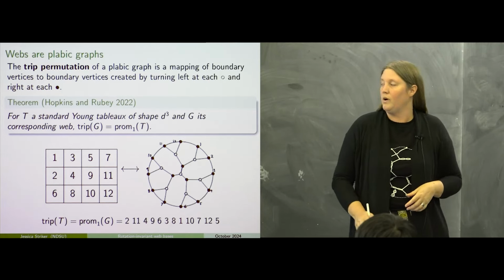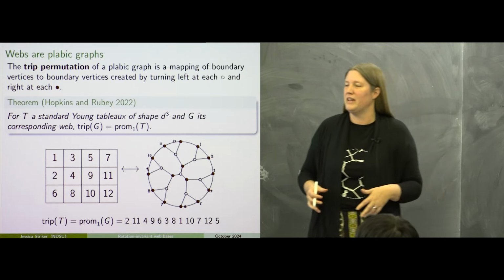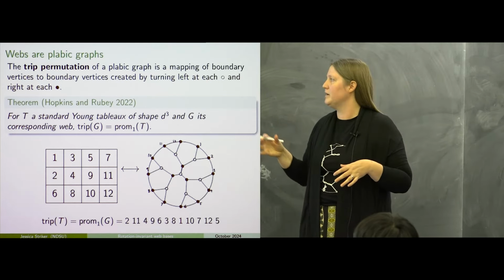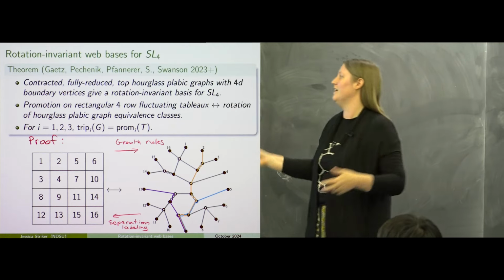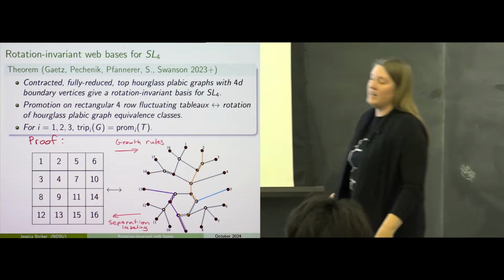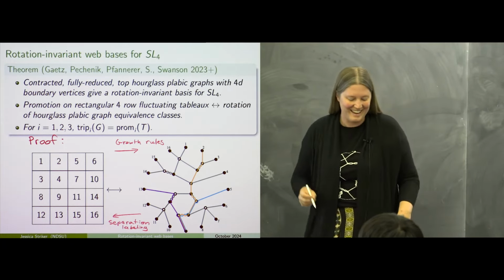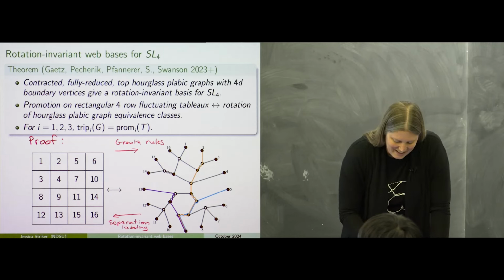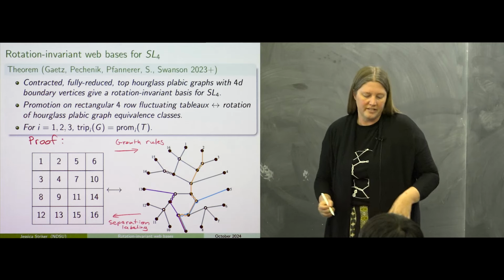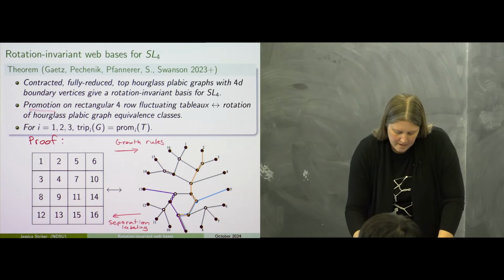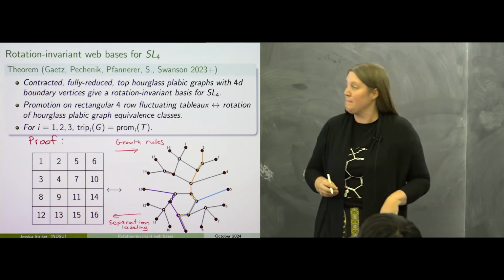Now that we know we want to draw pictures such that promotion rotates, but also such that we have these trip permutations that are supposed to match up exactly with those promotion permutations. So here, again, is our main theorem. And I still haven't told you what contracted, fully reduced, or top mean, but we'll get to that. I have told you about these other bullet points, though, in the other cases. So promotion should correspond to rotation, and the trip permutations should equal the promotion permutations. And in fact, they do.